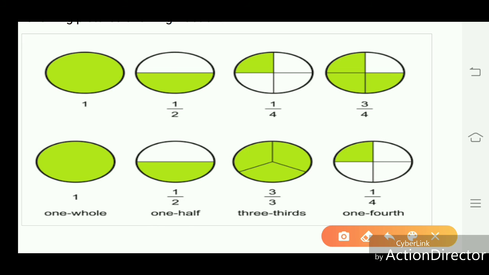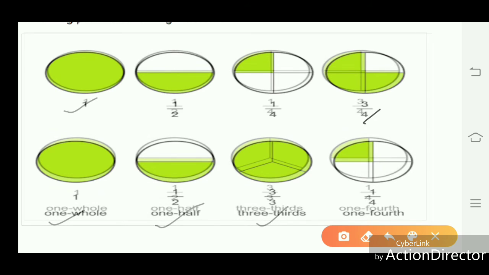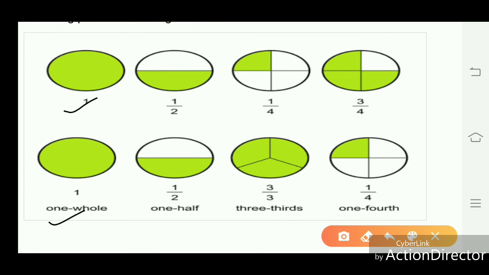Now we divide this circle into 4 equal parts and color 3 parts, so we write the colored parts here and the total equal parts here. So we write this number in fraction form as 3 upon 4. Now here: 1 whole part, 1 half, 3/3, 1/4. So these are some examples related to fractions.